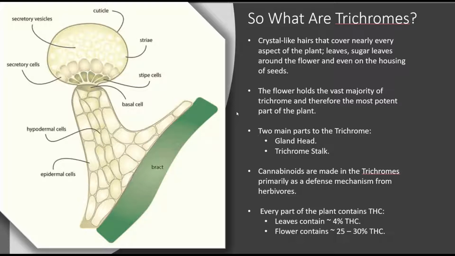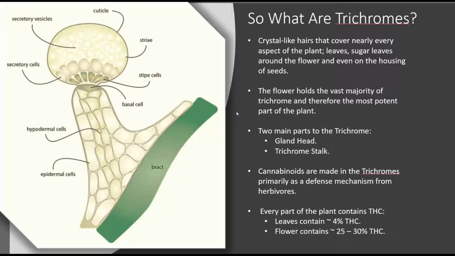You do get some on the leaves, like the actual fan leaves, as well as the casing on the seeds, the protective shell, and also on the branches themselves, but it's just not even close to the same amount of density. As can be seen in the slide, I think 4% THC is contained in the leaves, while 25 to 30% is in the flowers.